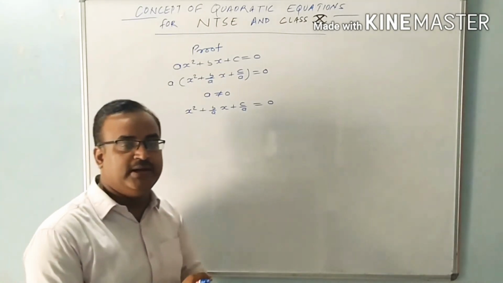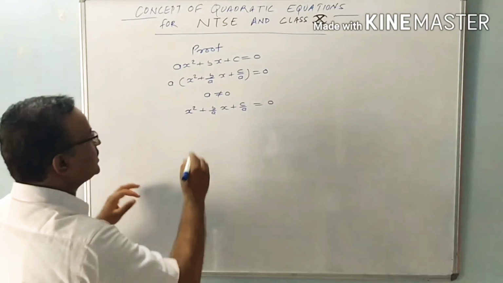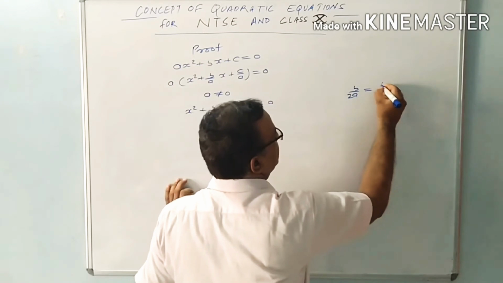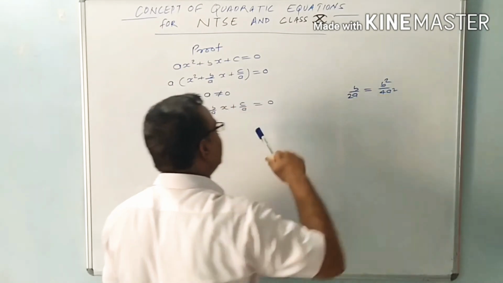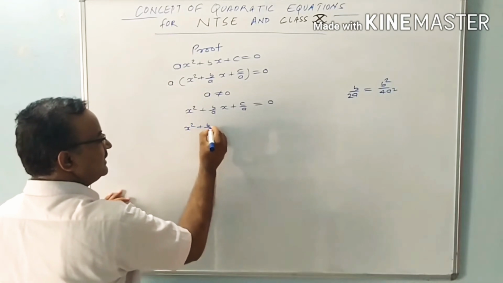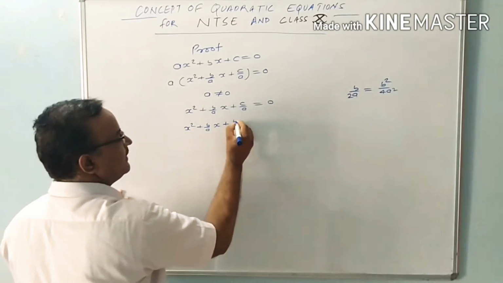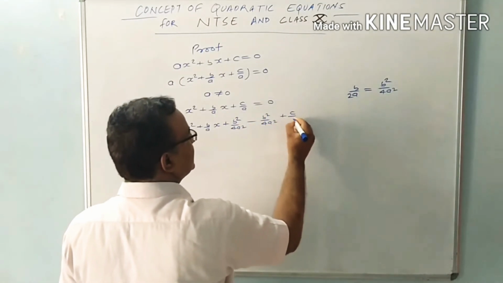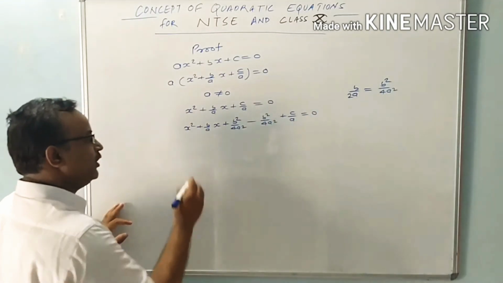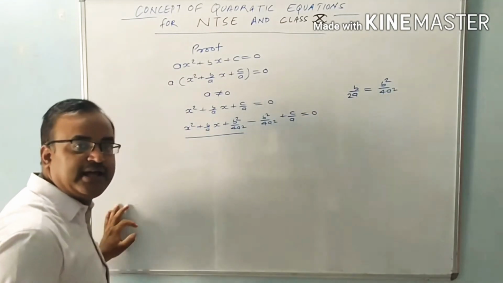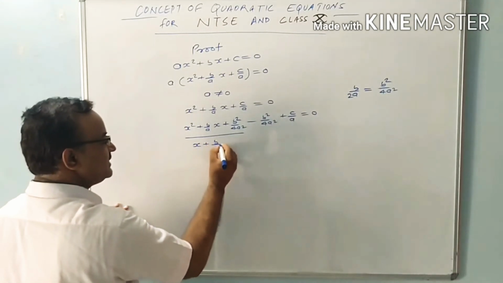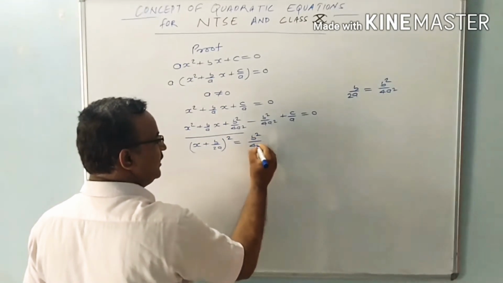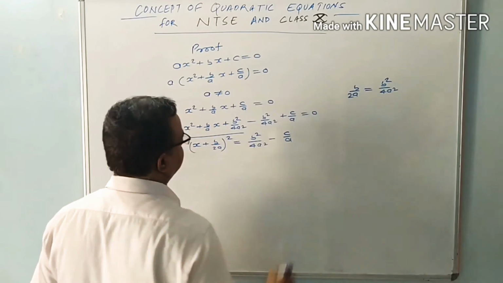Now we will make a completing square. So what is the coefficient of x? It is b by a. Divided by 2, it is b by 2a, and the square of this is b square by 4a square. Add it and subtract it. So x square plus b by a x plus b square by 4a square minus b square by 4a square plus c by a is equal to 0. Now by the identity of a plus b whole square, we can write x plus b by 2a whole square is equal to b square by 4a square minus c by a.